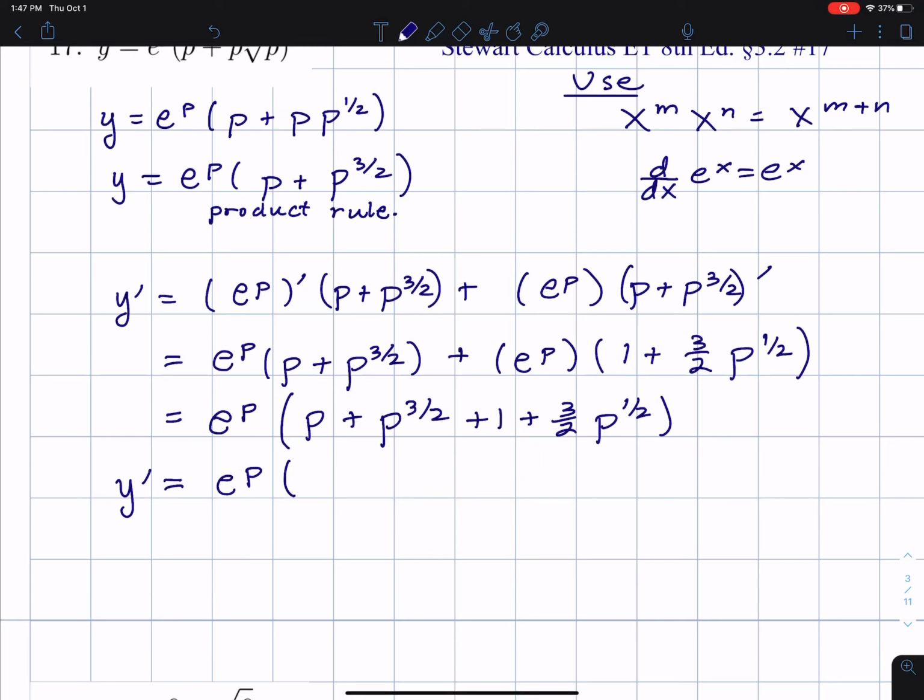I'll write the highest degree term first, then p to the 1. I think that looks okay. Try to be neat. All right, that's an example where we use the product rule to find the derivative.